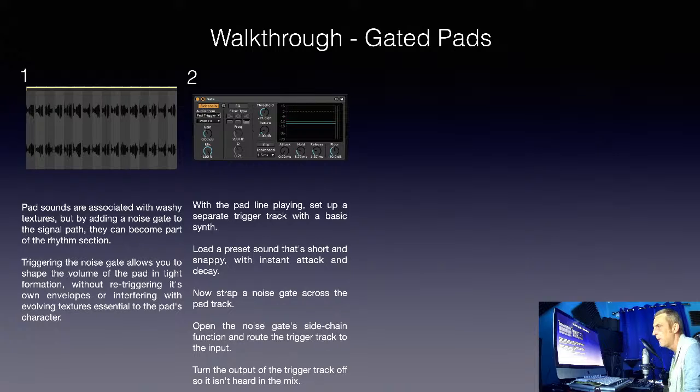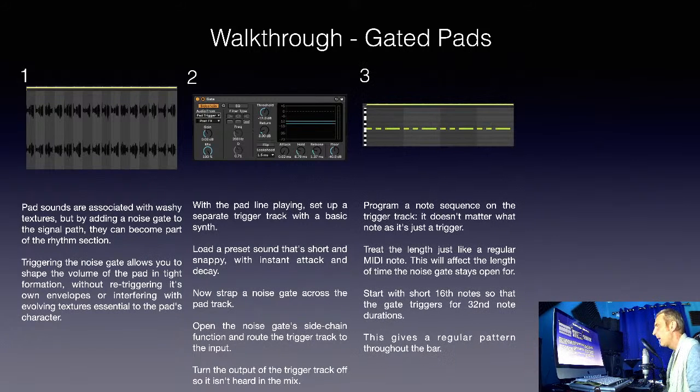So doing this, you add a gate on with a pad line playing, set up a separate trigger track with a basic synth. It could be anything, just a short preset sound, short and snappy, with instant attack and decay. Now strap a noise gate across the pad on your track and open the noise gate sidechain function and route the trigger track to the input, and then turn off the output of the trigger track so it isn't heard in the mix. And you can see that's what I've done in the example above.